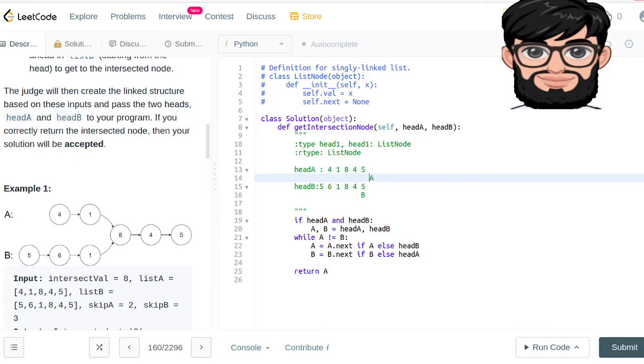Now because A is null, it's going to start pointing here, at head B, and B is going to be pointing to null, and the next one, this is going to point here, and B is going to start pointing at head A. Now they are going to intersect. So when this moves, this moves, this moves, and this moves, they're going to become equal, and then we're going to be returning 8 here.